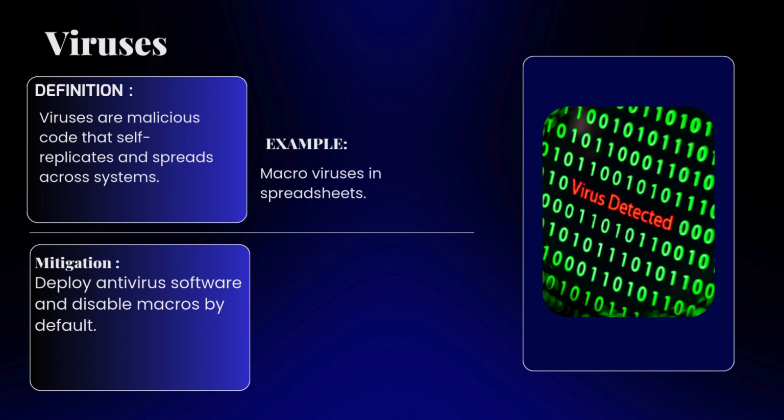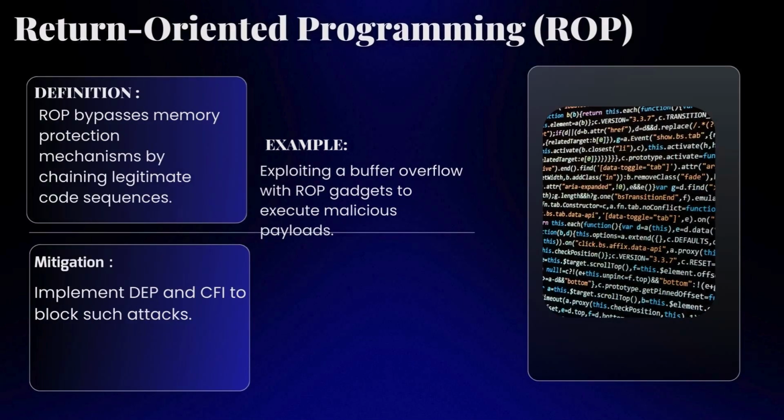Viruses are malicious code that self-replicates and spreads across systems. Example: macro viruses in spreadsheets. Mitigation. Deploy antivirus software and disable macros by default.